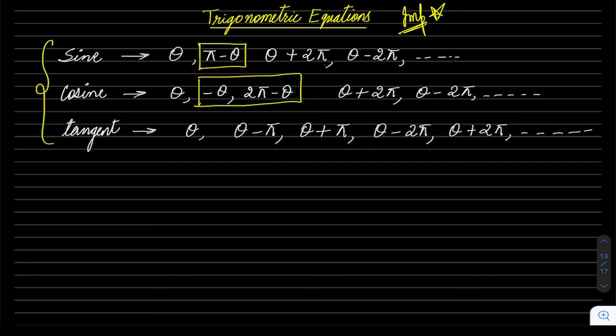Now for cosine, theta and minus theta give you the same value. After that you add 2 pi, subtract 2 pi, add 2 pi, subtract 2 pi. That is, add 360, subtract 360 like this. For tangent it's very simple. The fundamental period is pi. So for tangent you add pi, subtract pi, add pi, subtract pi like this.